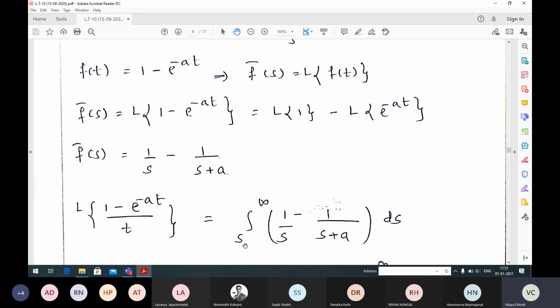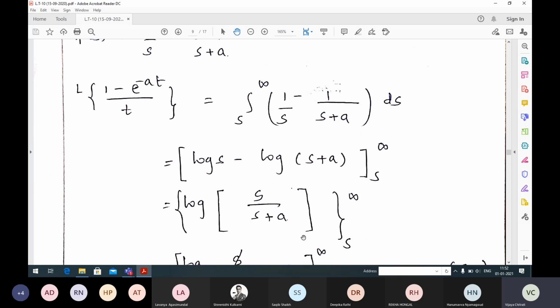Now the Laplace transform of (1 minus e raised to minus at) divided by t is equal to the integration from s to infinity of 1 by s minus 1 upon s plus a, integrated with respect to s, because we are using the formula. What is that property? The Laplace transform of f of t divided by t is equal to the integration from s to infinity of f bar s ds. So f bar s is 1 by s minus 1 upon s plus a, into ds. Now integrate this with respect to s.